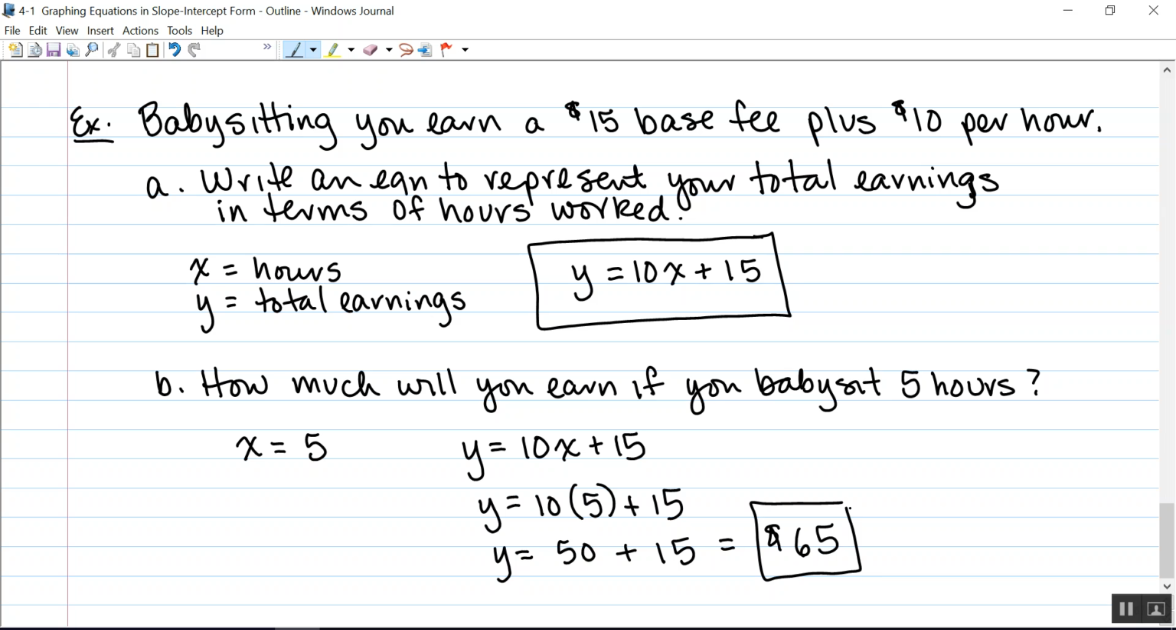So in this lesson, we took a look at how to graph equations in slope-intercept form, that is in y equals mx plus b form. We also saw how to write an equation if you're given a graph, and we took a look at a word problem that uses y equals mx plus b.